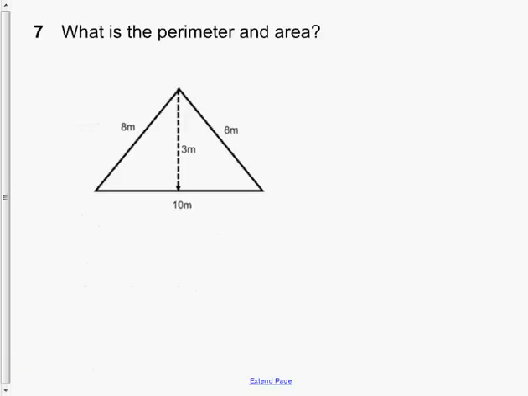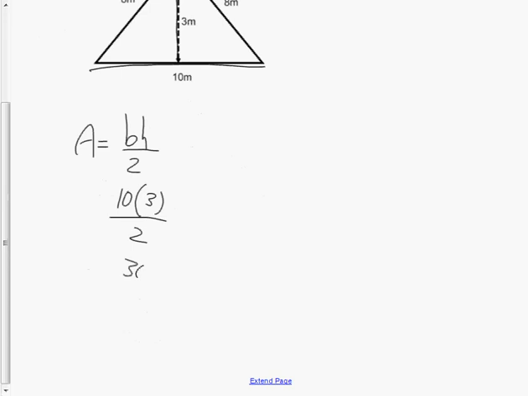Question 7 is a grade 7 question. It says, what is the perimeter and area of this? So for the area of a triangle, the first thing you're going to do is write your formula. Area equals base times height. Then you're going to substitute. So the base is 10 and the height is 3. So we're going to put 10 for the base and 3 for the height, and we're going to go divided by 2. Then we're going to go 30 divided by 2, and we're going to say the area is 15 square meters.